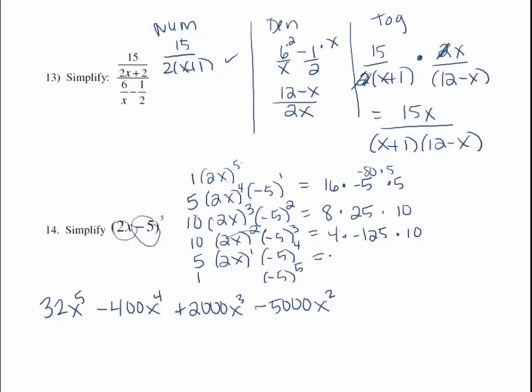Alright, 2 to the 1st is 2. Negative 5 to the 4th is positive, that's 25 times 25, 625 times 5. So I would do 5 times 2 is 10. 10 times that is 6250.